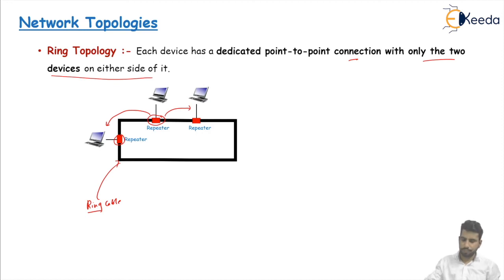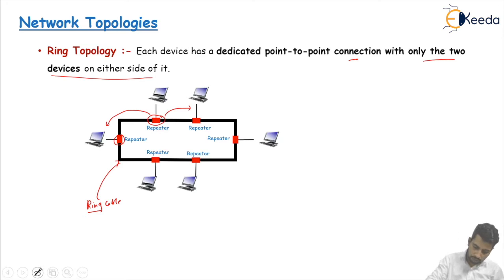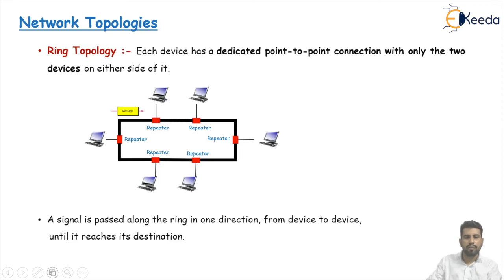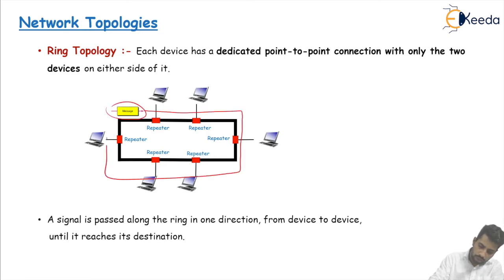This way we can make a ring topology. Here a signal is passing along the ring in one direction from device to device until it reaches its destination. You see, this message is passed in this way around the ring, device to device. This device accepts the packet if the packet belongs to this particular node, otherwise it passes the packet or the message along the ring in the forward direction.